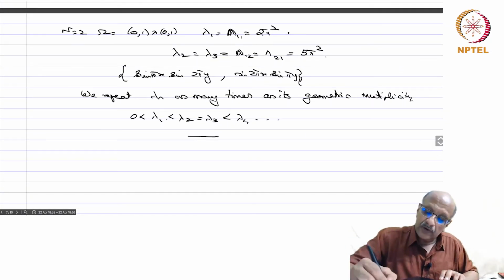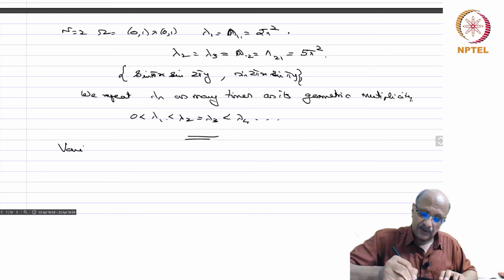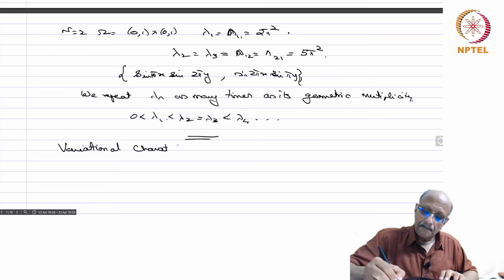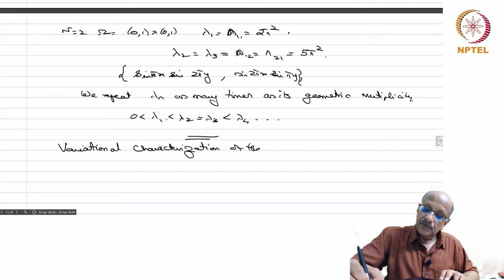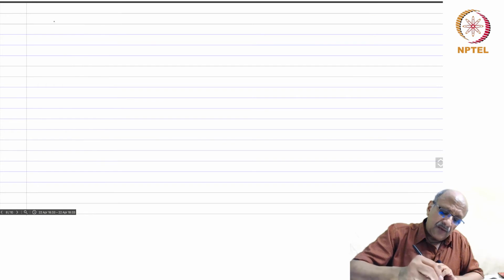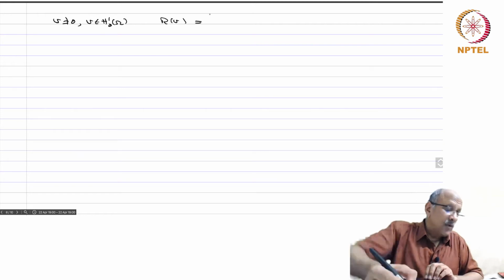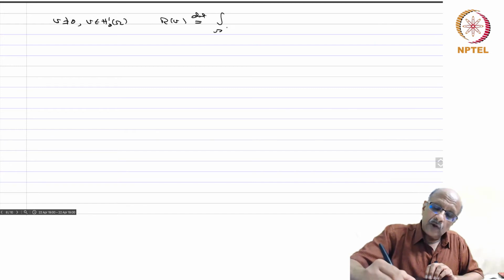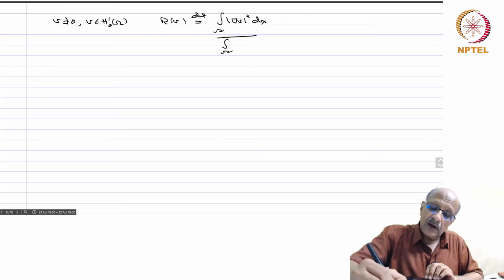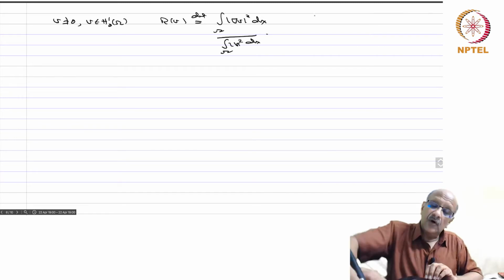Okay. So, now we want to give a variational characterization of the eigenvalues. So we define, for v not equal to 0, v in H¹₀(Ω), R(v) equal to, by definition, the integral over Ω of |∇v|² dx divided by the integral over Ω of v² dx. So this is called the Rayleigh quotient.